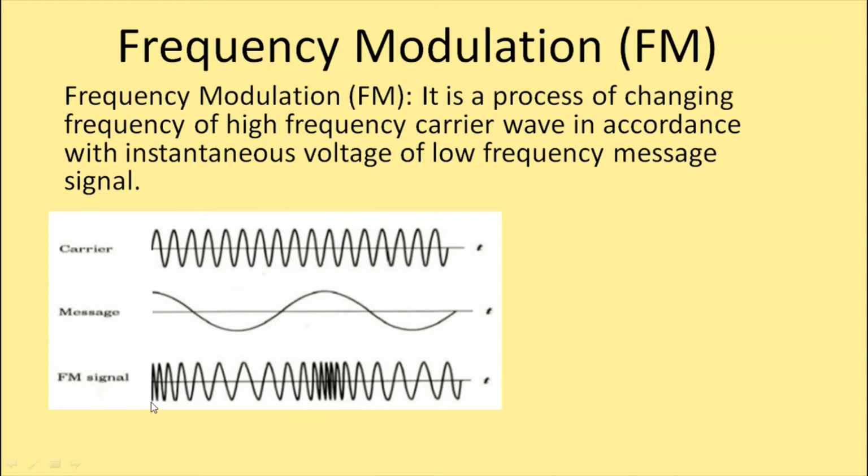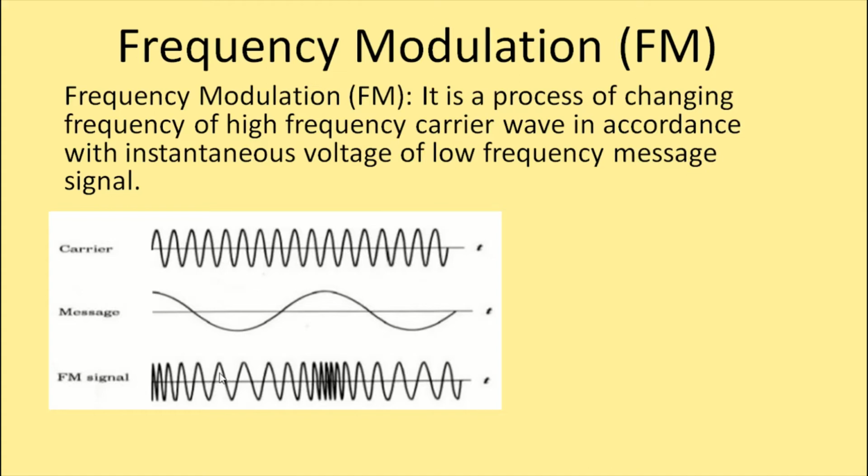If you observe carefully, at this region you can see that the cycles are close by, indicating high frequency. At the same time, even in this region, you can see that the cycles are placed close by, indicating high frequency again. And in both these regions where you can see the high frequency of the FM signal, just observe the corresponding amplitude of the message signal. Here the message signal is at its positive peak. At the same time, for this also, if you observe, the positive peak is here for the message signal.